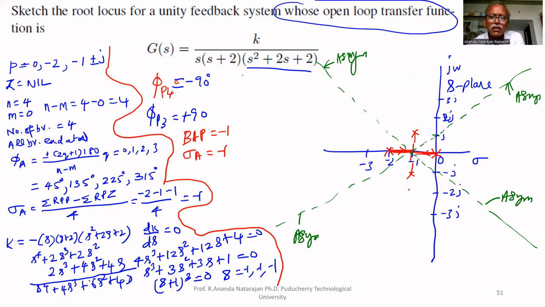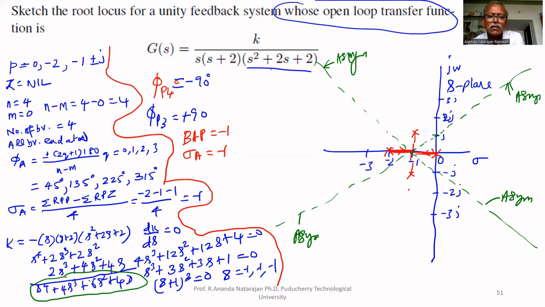Now we have to find where it intersects, because one goes this way, another one goes this way, which means it will definitely cross the j omega axis. Where it cuts the j omega axis, that we have to find. For that, we have to take the characteristic polynomial from k. If you bring everything to one side, you will get the characteristic polynomial.